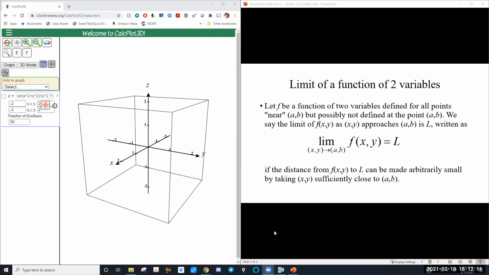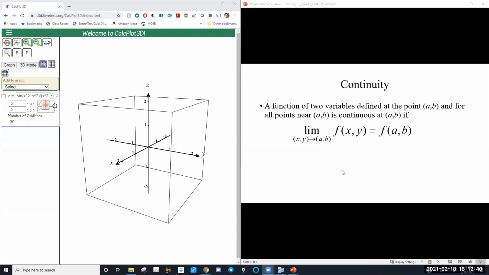So limits of a function of two variables work very similarly to functions of one variable. What we're trying to do is figure out if we get really close to some ordered pair, does the function approach a value? In 2D, we were looking to see as we got close to an x value, as we got close to an input, did our outputs get close to a value? It didn't have to exist at that value. Now, if the function does exist at that value, that's when we have continuity at that point.